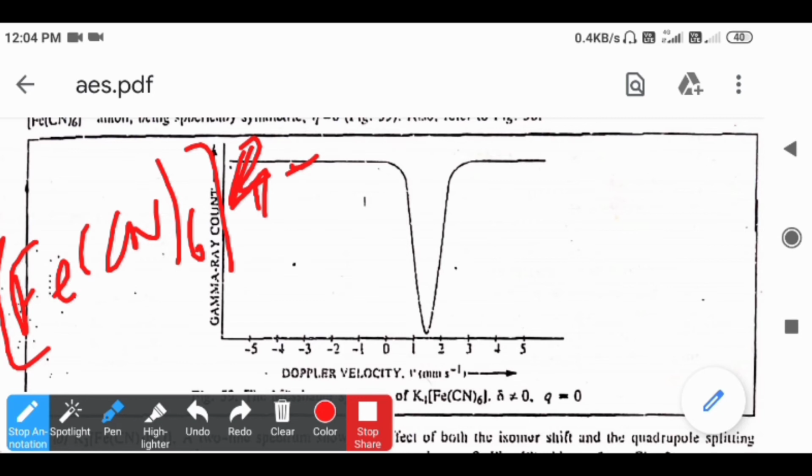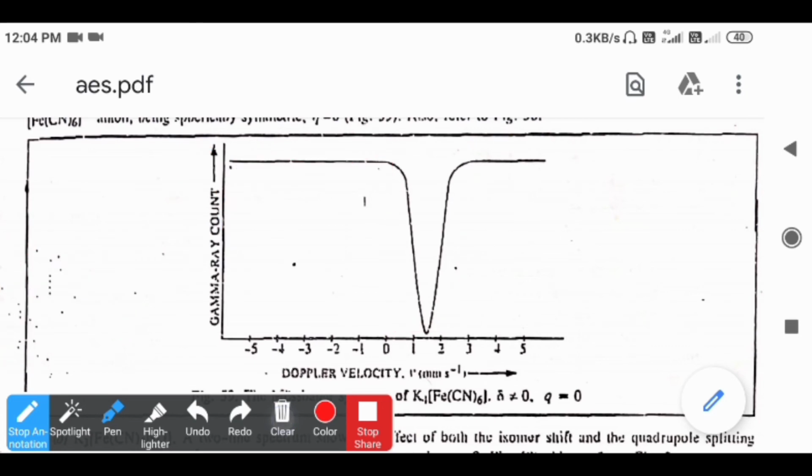Here the environment around the iron atom is the same. All six coordination sites of the iron are occupied by the same cyanide ligand. So we get a spherically symmetrical nature, and there is no quadrupolar interaction between the iron nuclei and the radiation. So we get a single peak.